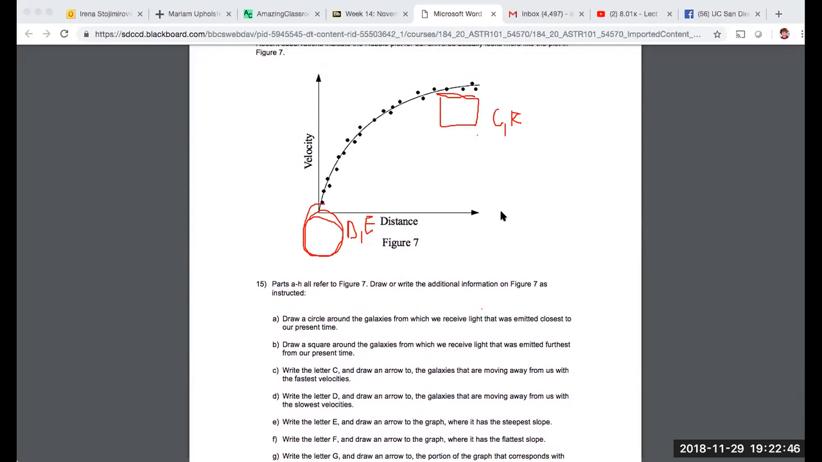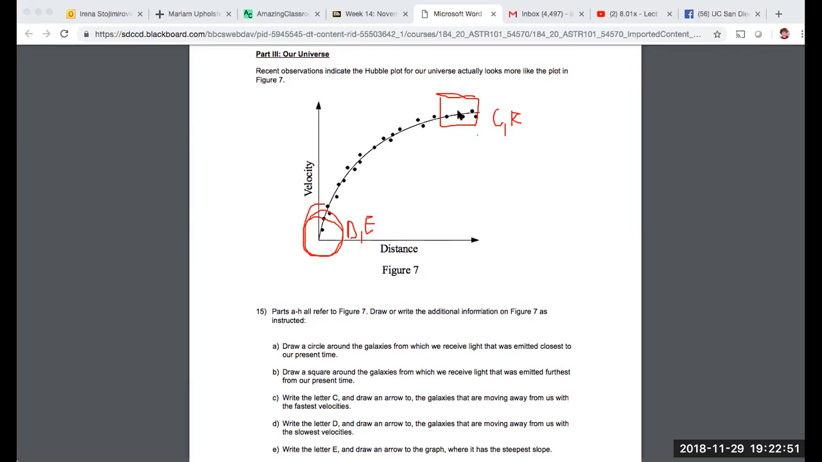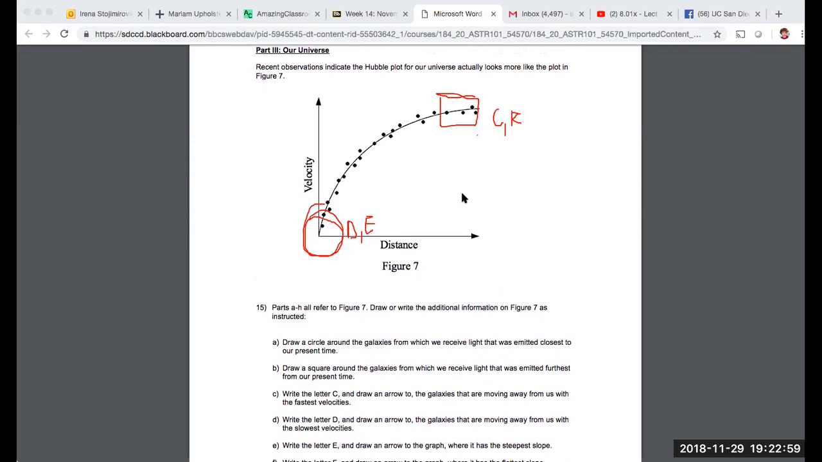Do you see F? Yes. Okay, good. Right, the flattest slope is going to be here, agree? Yeah. Okay, great. Write the letter G and draw an arrow to the portion of the graph that corresponds with the fastest expansion rate, okay? So where is the expansion rate fastest?